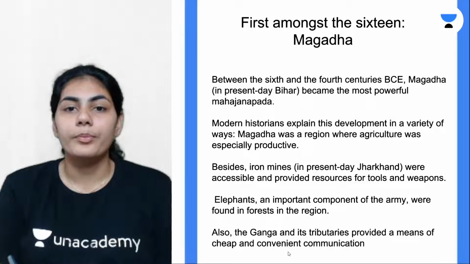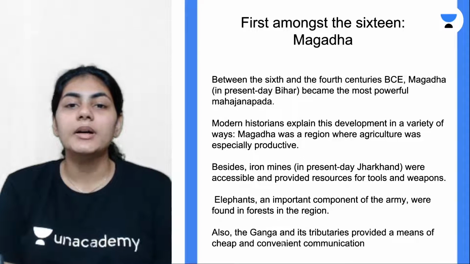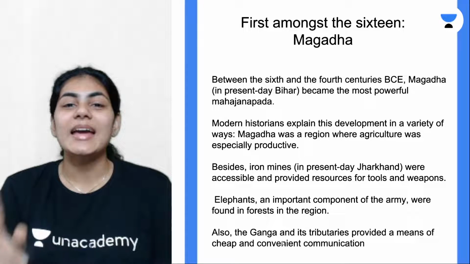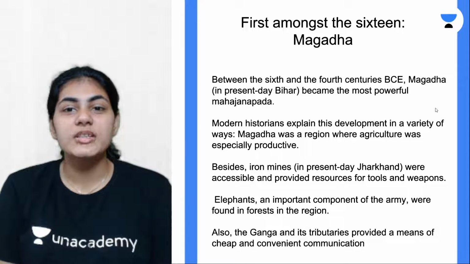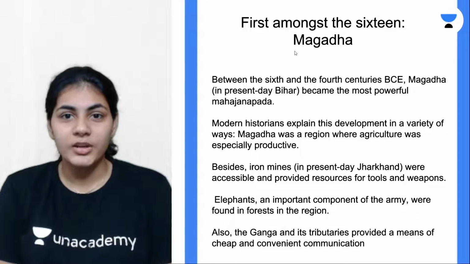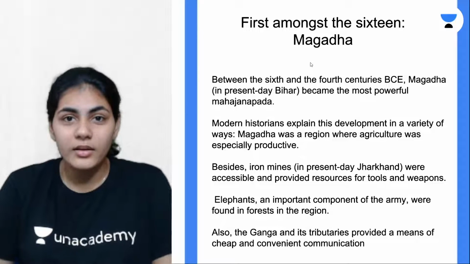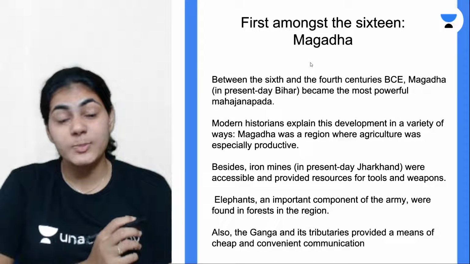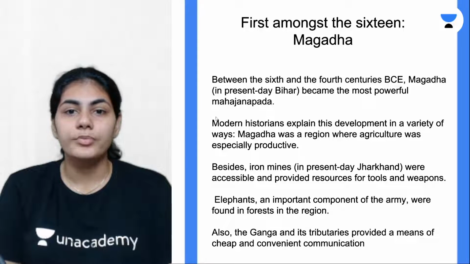Anyways, so that's about all the 16 Mahajanapadas in general. But out of these 16, there is one very, very important Mahajanapada, which is known as Magadha, right? So why is Magadha so important? Why is it so popular? Why did it become so big? What is so special about Magadha? We'll look at Magadha in detail.